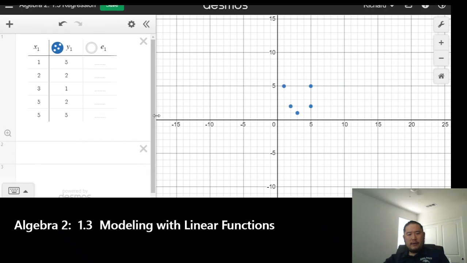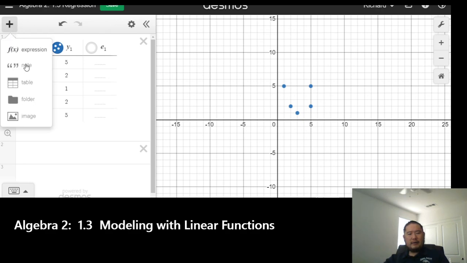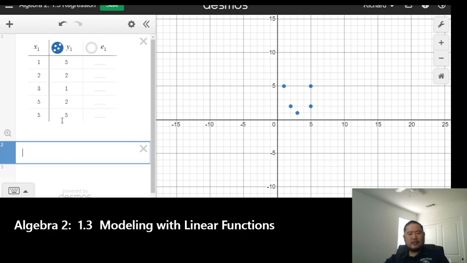And I already right here plotted the 5 points in my table. You were saying, how do you get that? Add item, table. And then you'll see X and Y, and then you can go ahead and start plugging things in. Okay? So I went ahead and already did that. Save us some time. But I definitely recommend you practicing this.